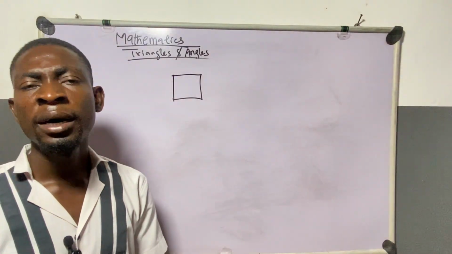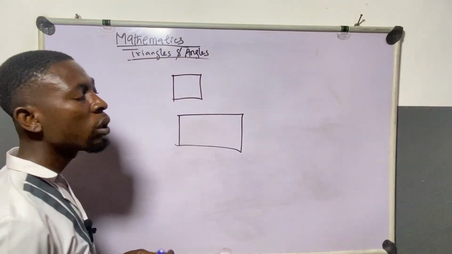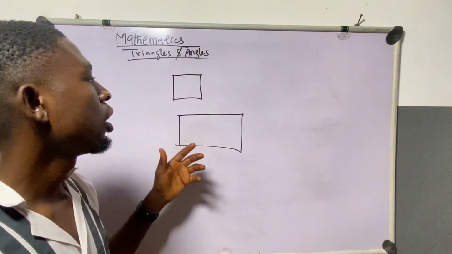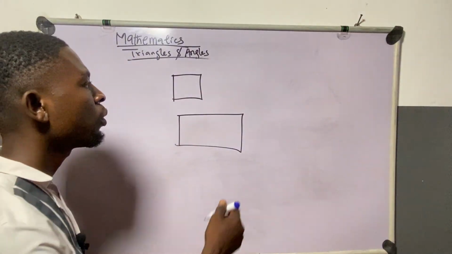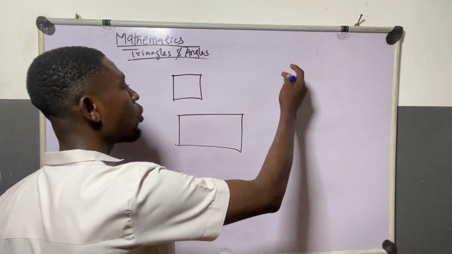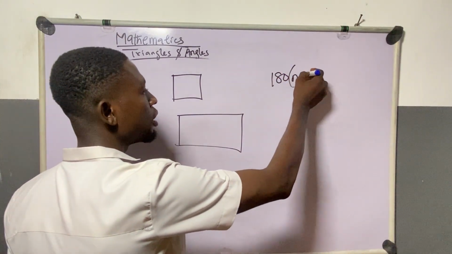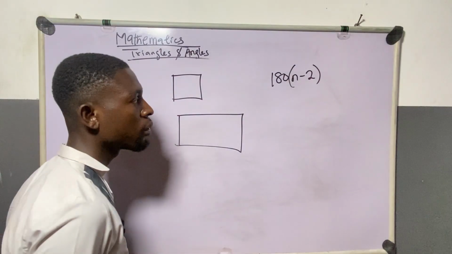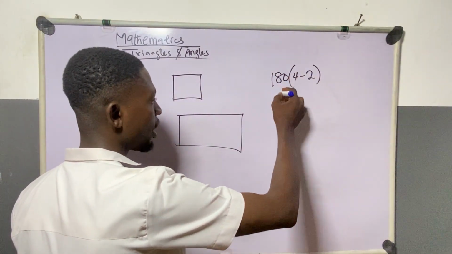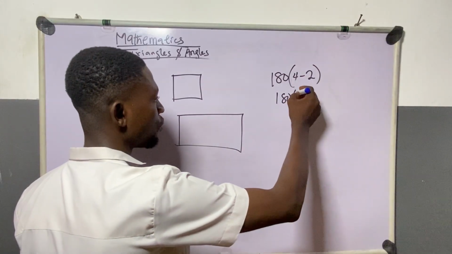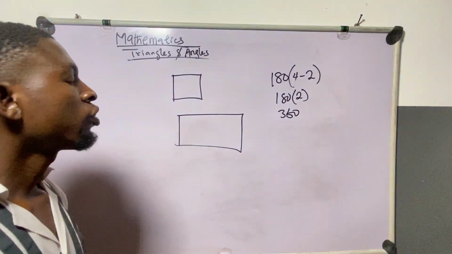Now we have the rectangle. In a rectangle, the opposite sides are equal, and the major reason why I'm touching on this is that all quadrilaterals sum up to 360. If you recall, when I was talking about triangles, I told you that the formula for calculating the sum of angles in a polygon is this. Quadrilaterals have four sides, so replaced here, you have 180 times (4 minus 2), which gives us 180 times 2, which will give us 360. So that is the sum of angles in a quadrilateral.